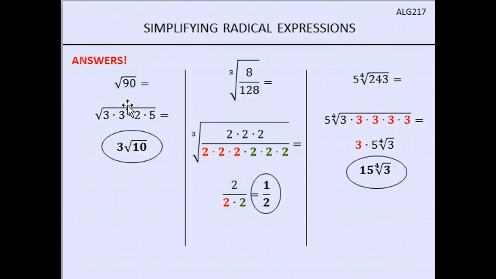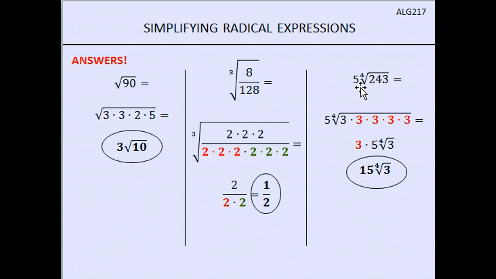We have the square root of 90. We end up with a pair of 3's, so we can pull a 3 out, and we are left with 10 in the radical. Here we are looking for cube roots. We already know that the cube root of 8 is 2. So here we have 3 2's on the top. And looking for 128, look at all these groups of 2's. So if we need groups of 3, we end up with 2 groups of 2's that we can pull out. So it's 2 over 4, or 1/2.